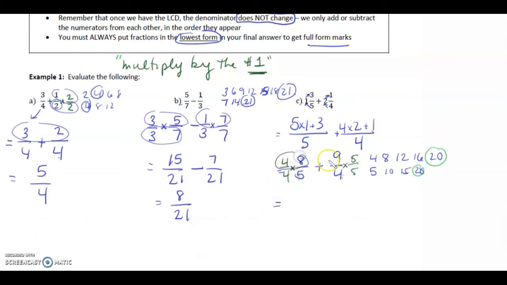So 8 times 4 is 32. So we get 32 over 20. And 9 times 5 is 45. And that's also going to be over 20. So we add the numerators and we get 77. And we keep the denominator, which is 20.